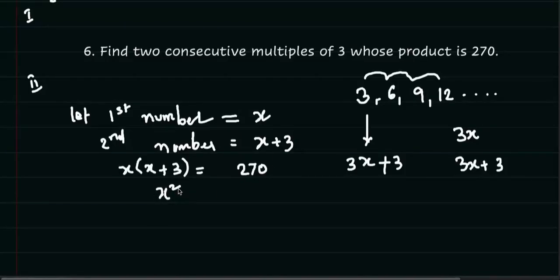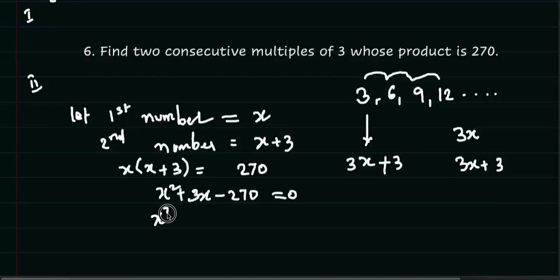x square plus 3x minus 270 equal to 0. Now you have to split 3x such that if you multiply those two numbers, you should get negative 270, and if you add, you should get 3. So what are those two numbers? I guess it is 18 and 15.